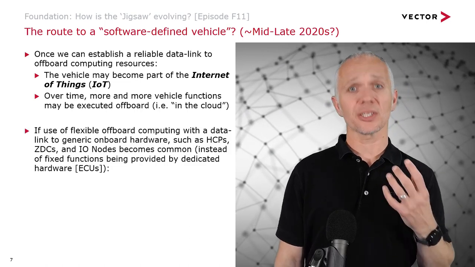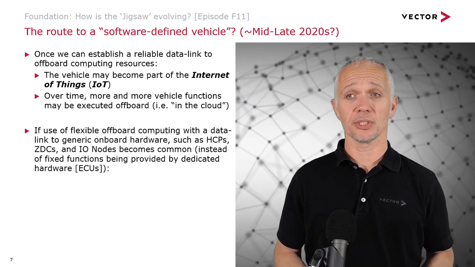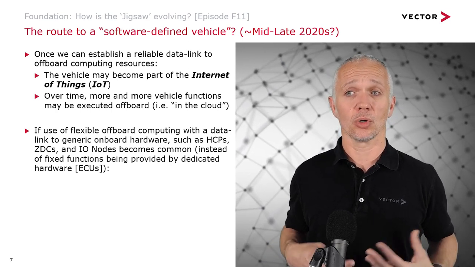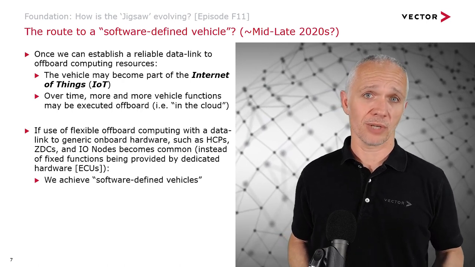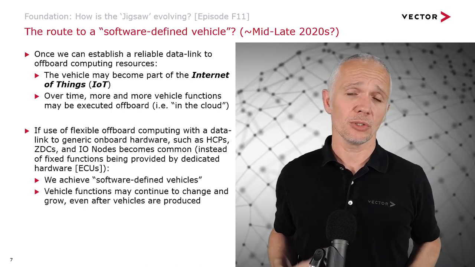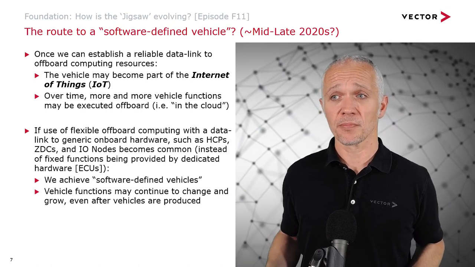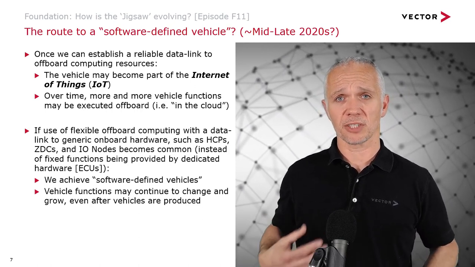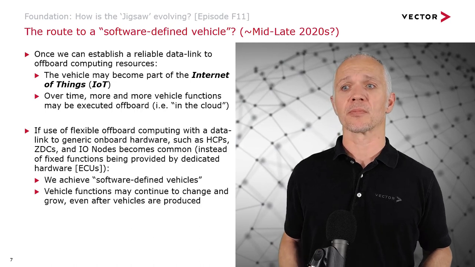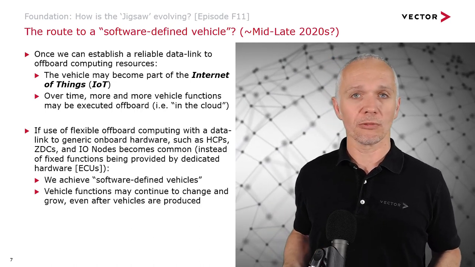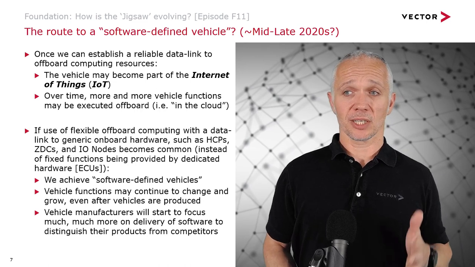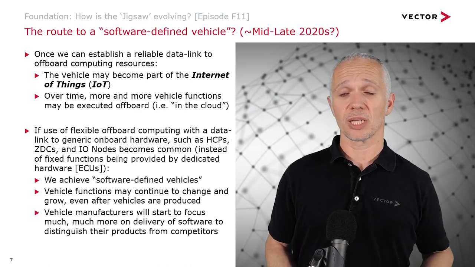Many other things may start to happen off-board. And if the use of flexible off-board computing with a data link to generic onboard hardware, such as HCPs, ZDCs, and I/O nodes, really becomes common, then we can achieve software-defined vehicles. What this means is that vehicle functions may continue to change and grow even after vehicles are produced. If we've got dedicated hardware providing relatively fixed functions, we don't have the ability to add lots of changes after we've built a vehicle. If we've got generic hardware, we have more flexibility, more capability potentially after we've built a vehicle. This means that vehicle manufacturers may start to focus much more on delivery of software to distinguish their products from competitors.